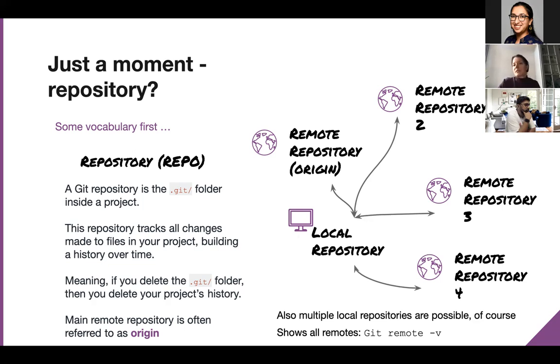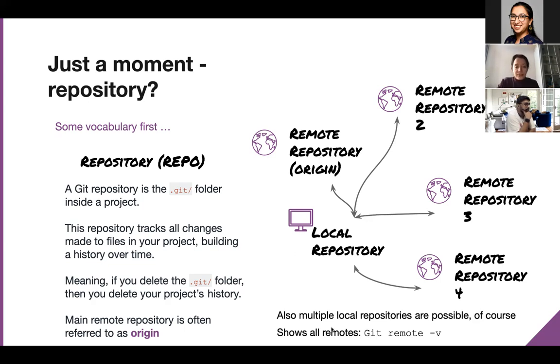So if 100 people work on the same code project, we would have 100 local repositories. There are sometimes even more complex setups, but they will all, in the end, refer back to the origin, where all the changes are combined, the one remote repository which you could call the central one.